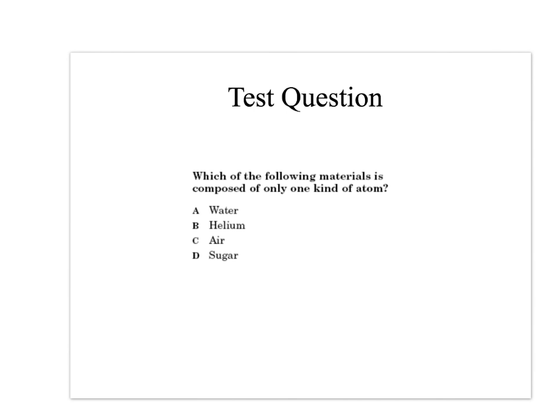Test question. Which of the following materials is composed of only one kind of atom? These are the kinds of questions that you're going to be asked not only by me, but on your SOL as well. Is it water, helium, air, or sugar? If you answered B, helium, you are correct. If you did not, please change your answer.